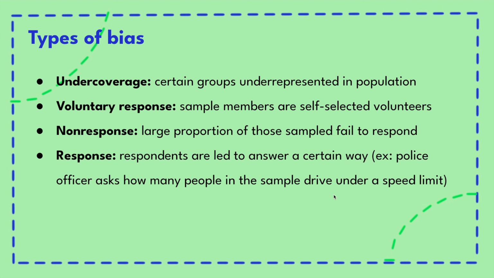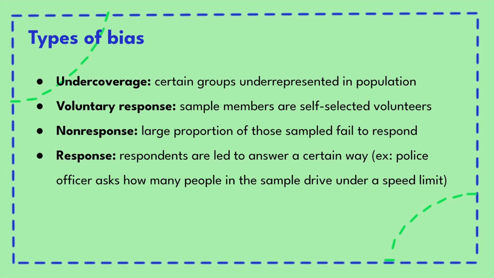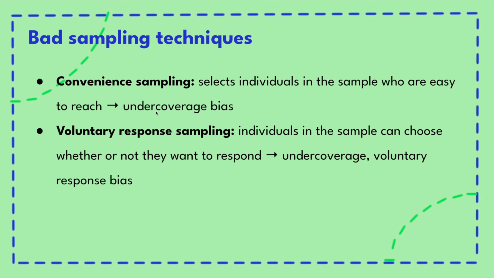Now, let's look at some bad sampling techniques that really do have a greater concentration of these types of bias. First, we have convenience sampling. That is when you select individuals in the sample who are easy to reach. An example for this is you just choose the first 6 people that enter the room to sample. That has an undercoverage bias because it's not going to be representative of the entire population.